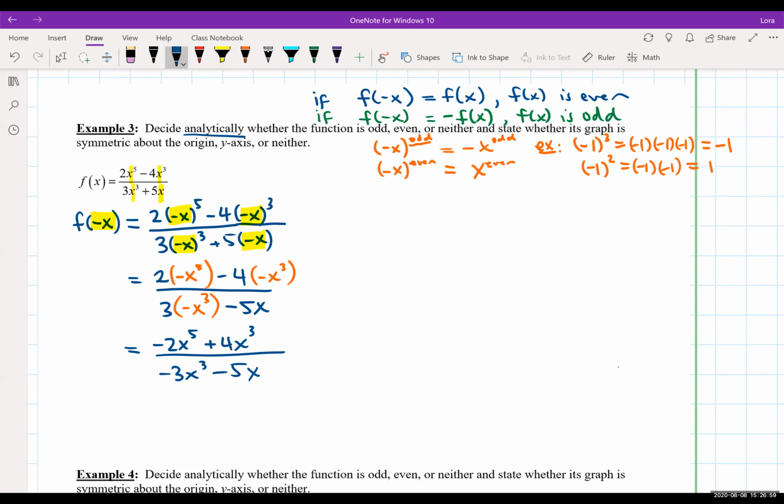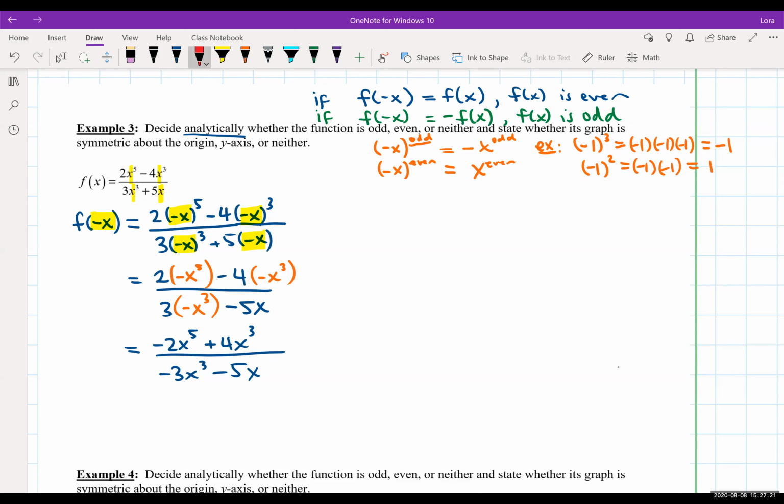So that is the first idea in order for us to decide whether something's even, odd, or neither. Again, plug in negative x for x and simplify. So we have this statement at the bottom of our page, and the idea is to see if we can compare it back to the original function.